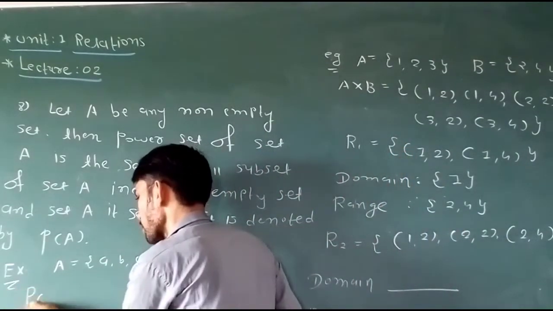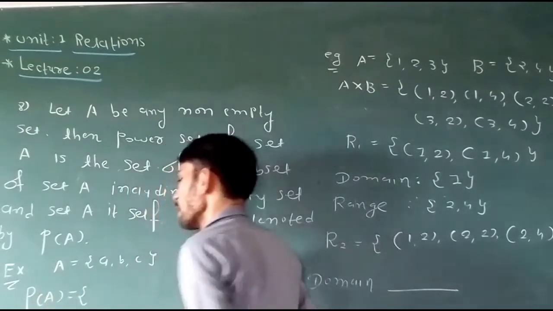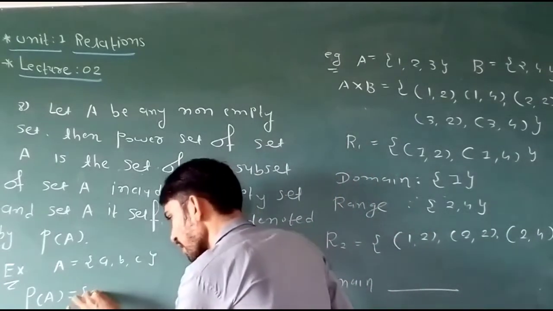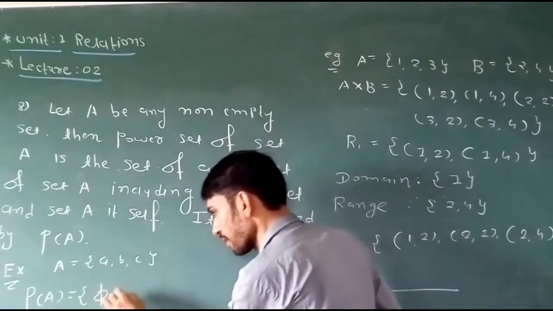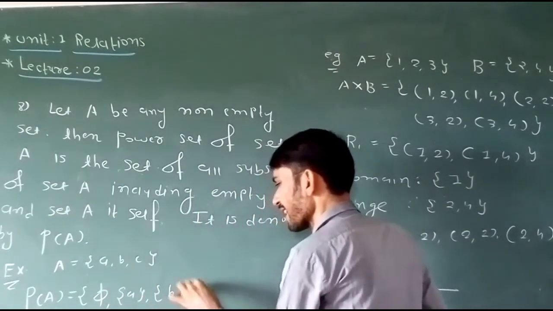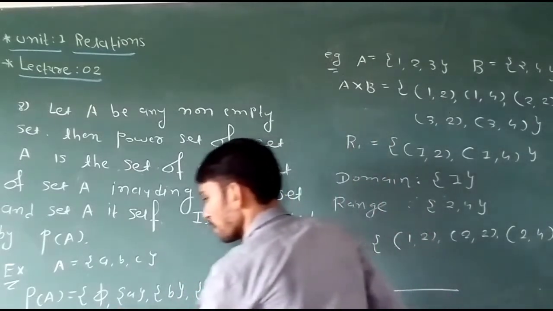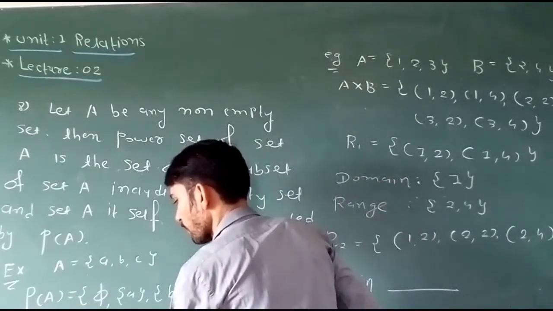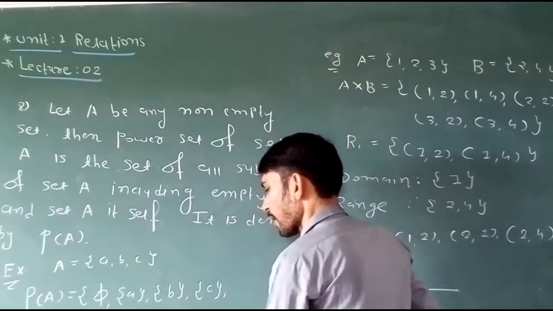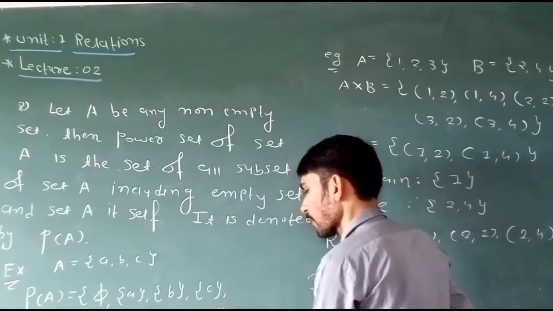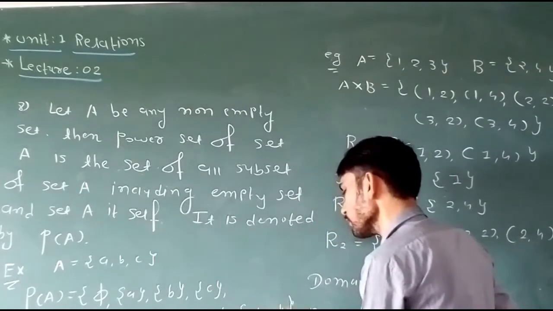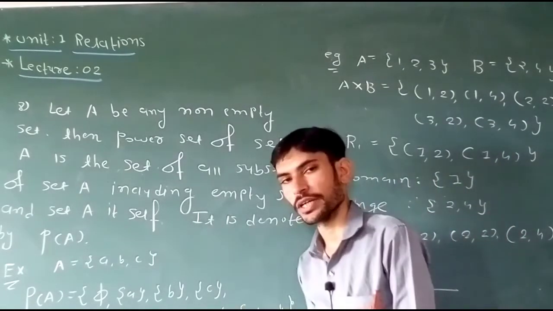We directly write the power set of A, which is the set of all subsets of set A. So first we write the empty set, next the singleton A, next the singleton B, next the singleton C, next the pair AB, next the pair AC, next the pair BC, and the last is ABC. So this is the collection of all subsets of set A.